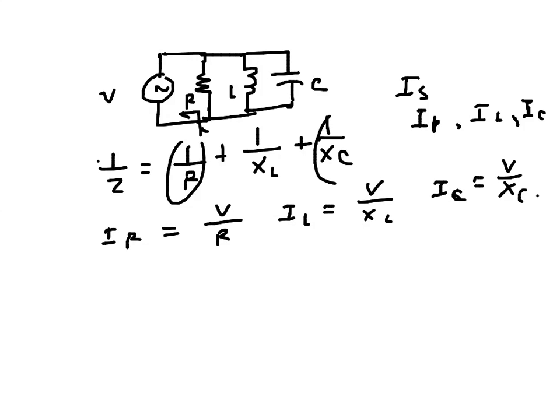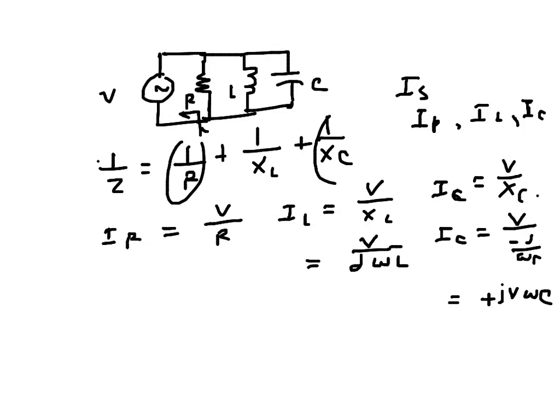So this one we can write V over j omega L, and this one will be V over minus j over omega C. So the capacitive current is becoming positive here in angle, and the inductive current is becoming negative, minus j V over omega L.